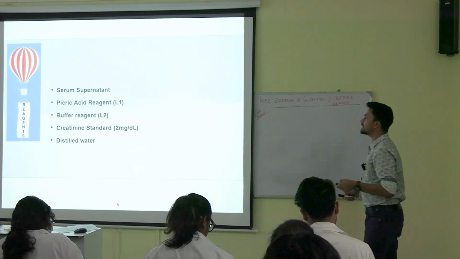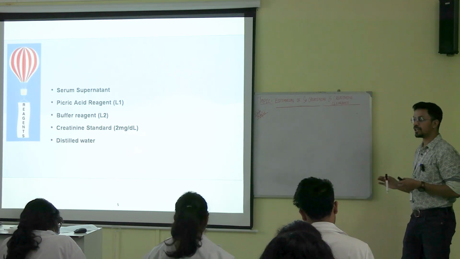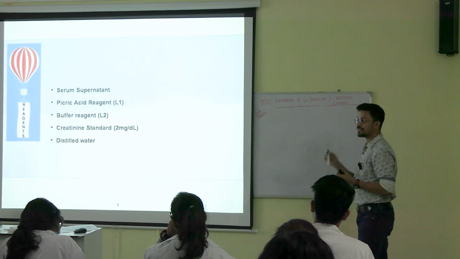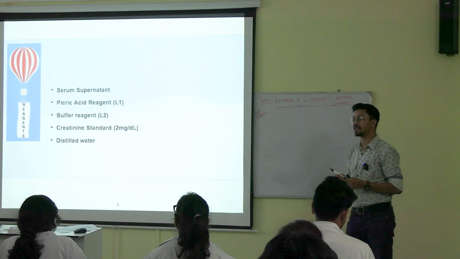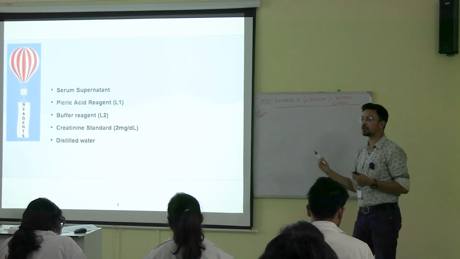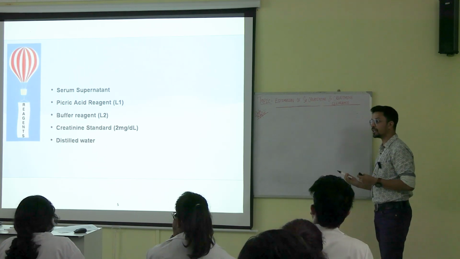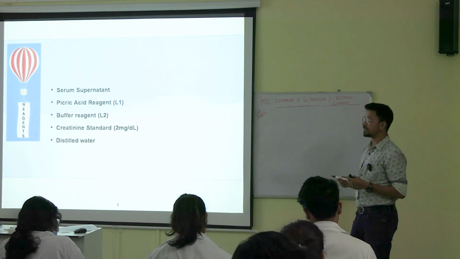See over here, serum supernatant. Till now, whatever tests we have done, we used only the serum sample, not the serum supernatant, okay? So this serum supernatant we are making. How? By precipitating the protein and the other substances. We will precipitate it and make the serum supernatant.